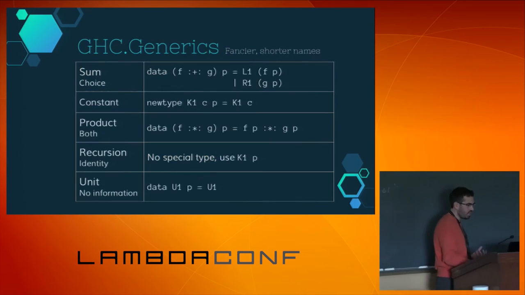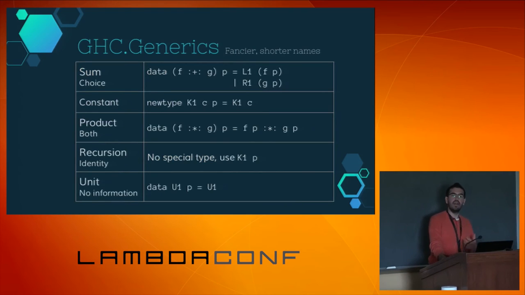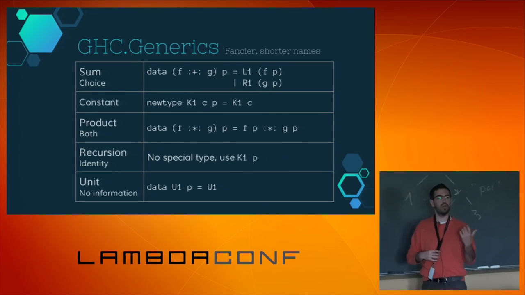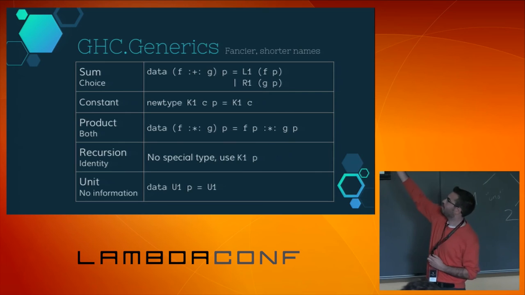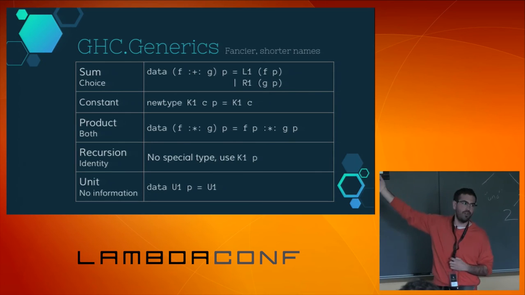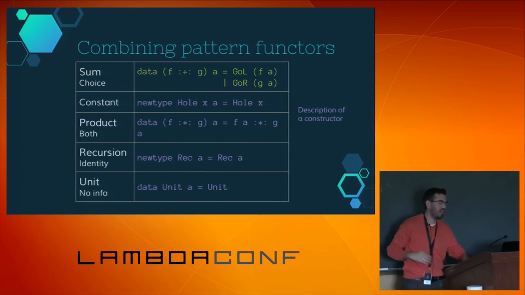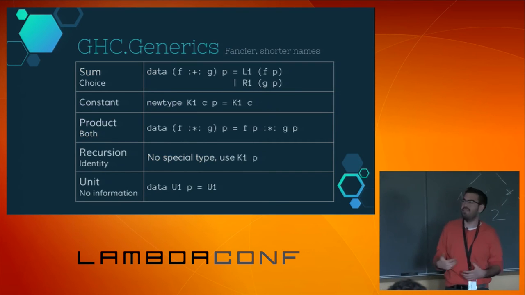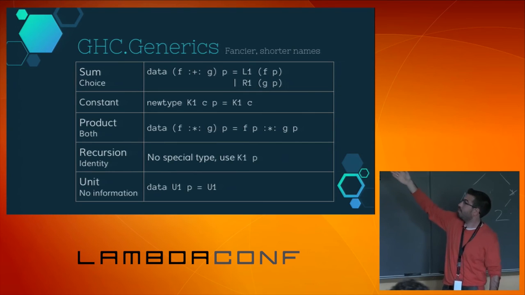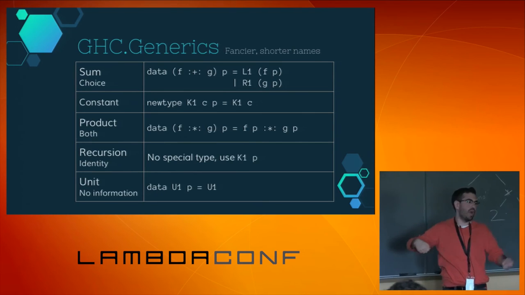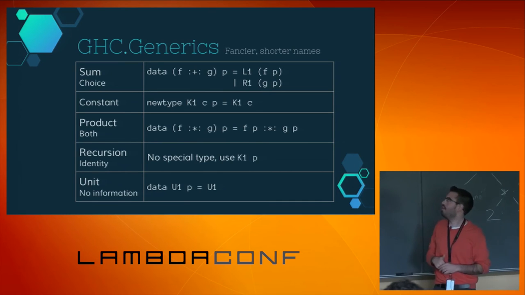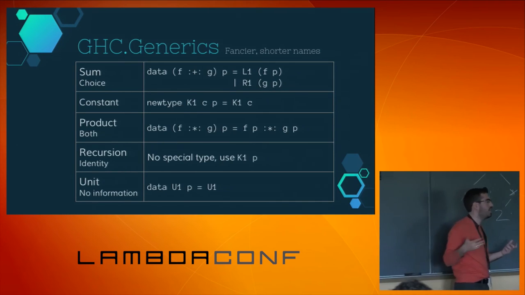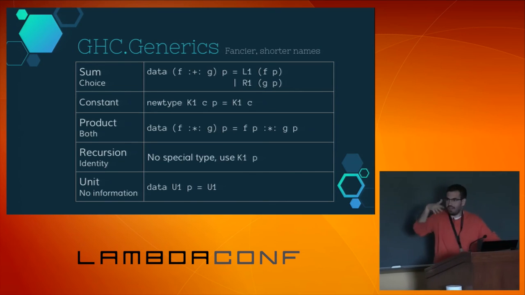So the nice thing is that GHC already gives you this. It only gives shorter names, which I think are not shorter just because you want to write less, it's because you want to look more clever. Because of course, if you know what K1 is, you are strictly more clever than if you know what hole is, which is a hole. So those are the names that it gives. The sum and the product are the same, and instead of go left and go right, they call it L1 and R1, and there is a reason why they are called L1 and R1 and not L and R directly, but that's for another day. So we have units, we have products.